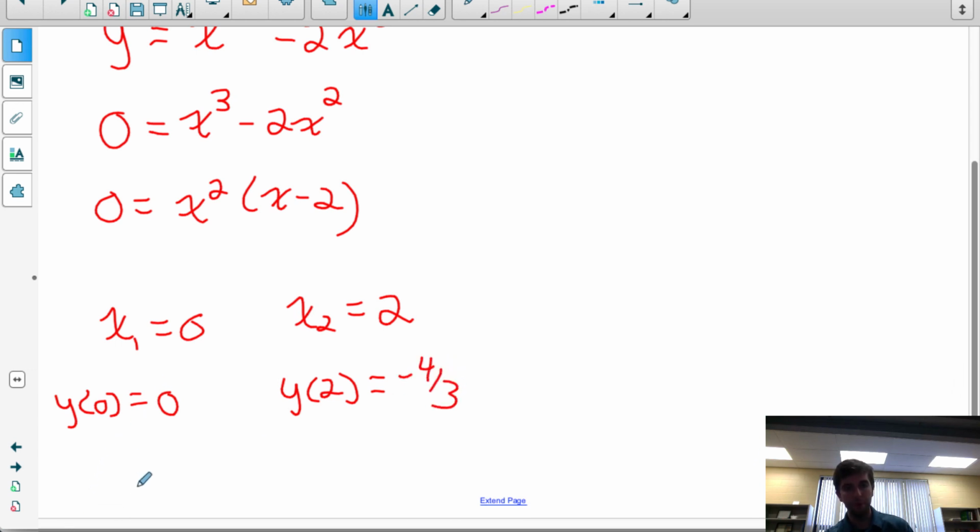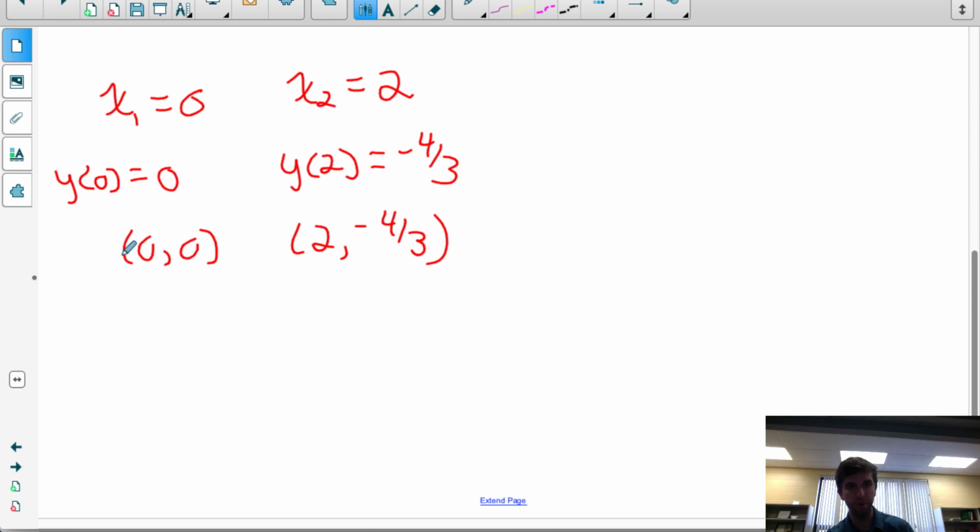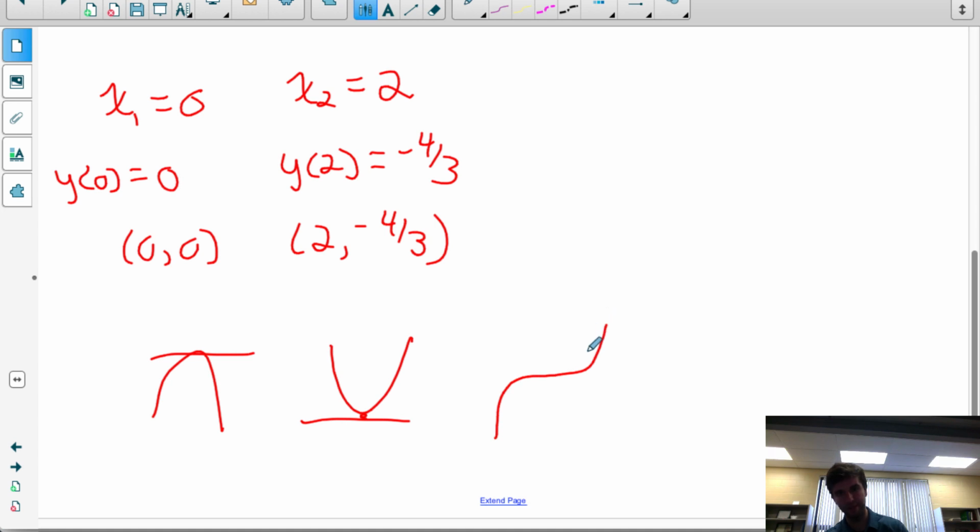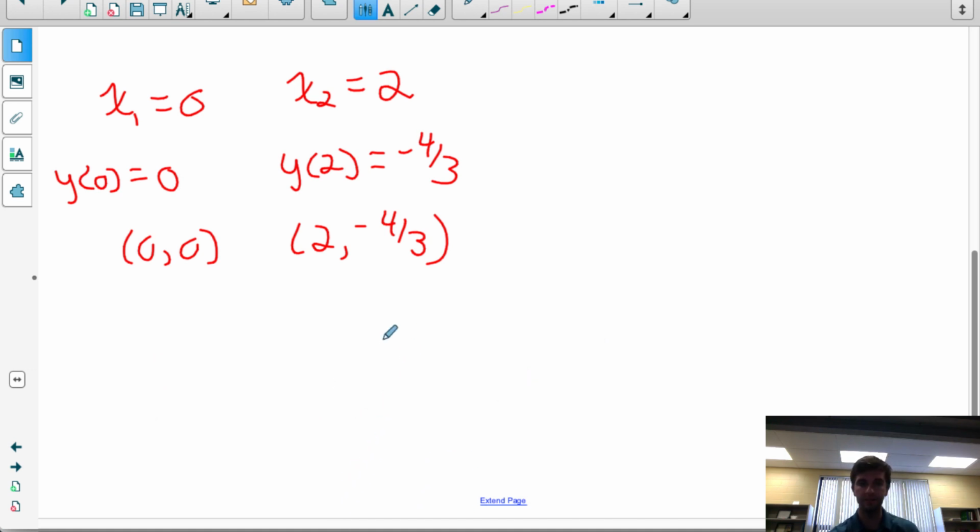Okay, so my critical points are 0, 0, and 2, negative 4/3. So these 2 points are potential local max or min points. I know at those points there's a horizontal tangent on the function, but I don't know if it's a horizontal tangent caused by increasing and then decreasing, or a horizontal tangent caused by decreasing and then increasing, or if maybe it does something else weird like this, where there's a horizontal tangent there, but the function didn't switch between increasing and decreasing.